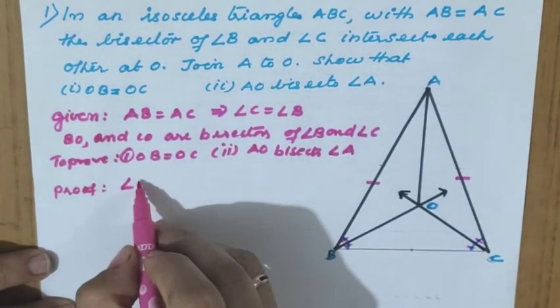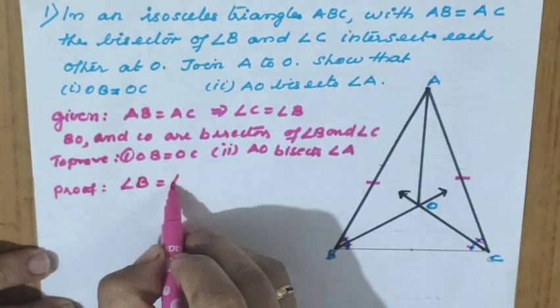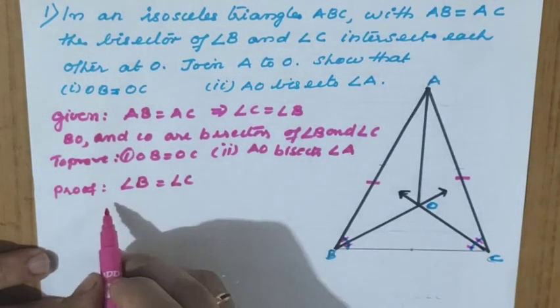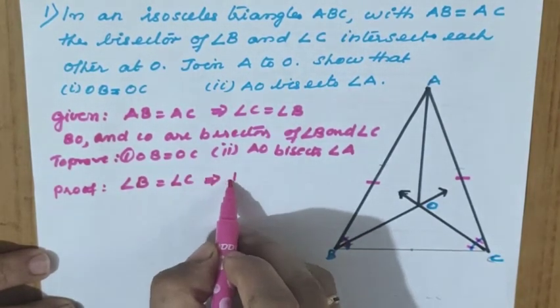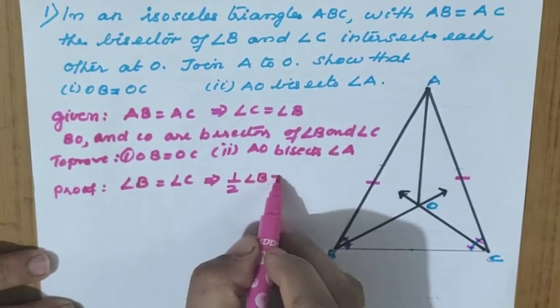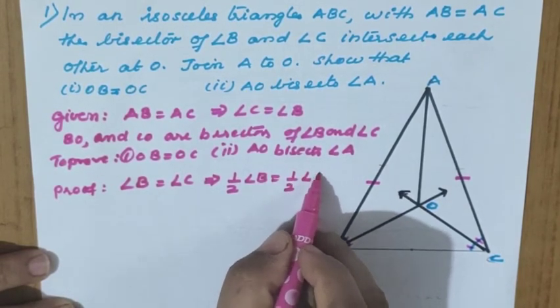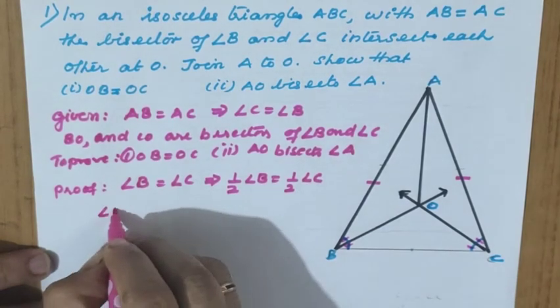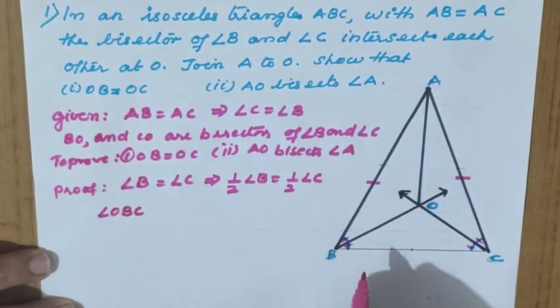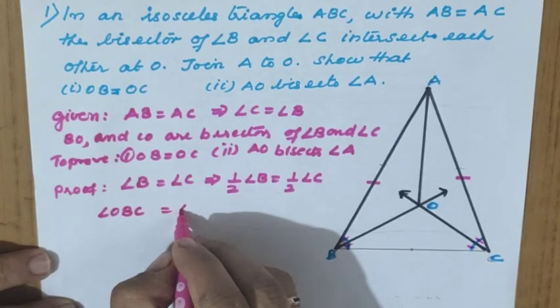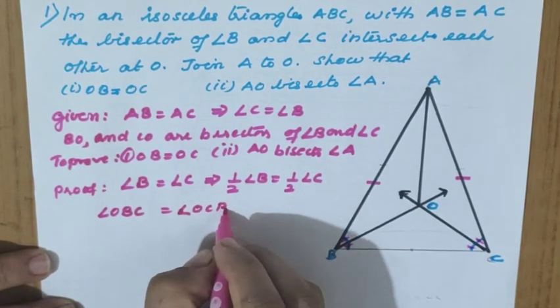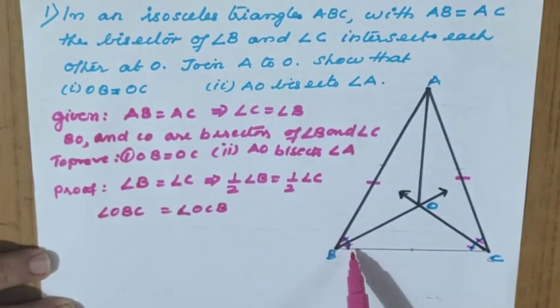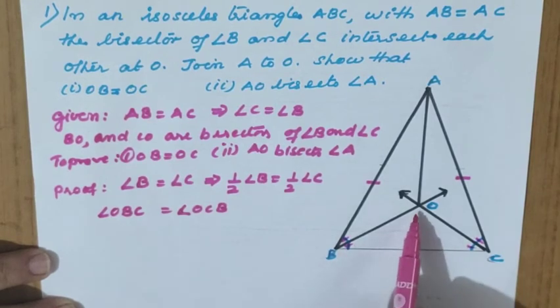Angle B equal to angle C we can write. This implies half of angle B equal to half of angle C, because half of equals are equal by Euclid's axiom. So half means, can I write angle OBC? And half of C means, can I write angle OCB? See this one, this is the whole angle, it's a bisector. So half only I have taken.